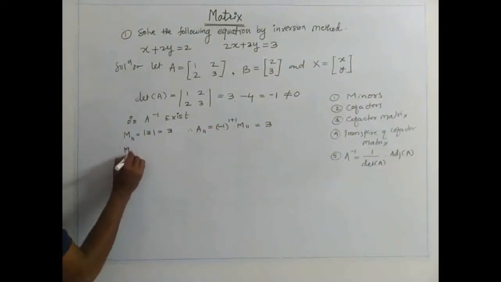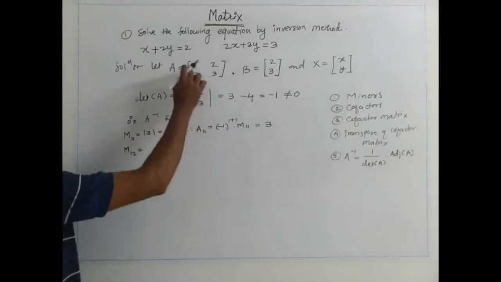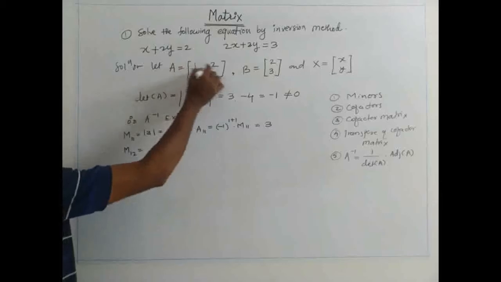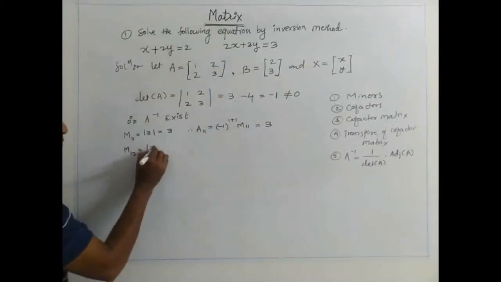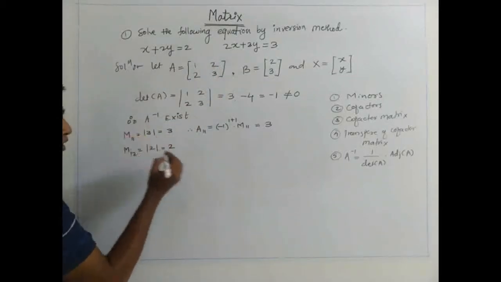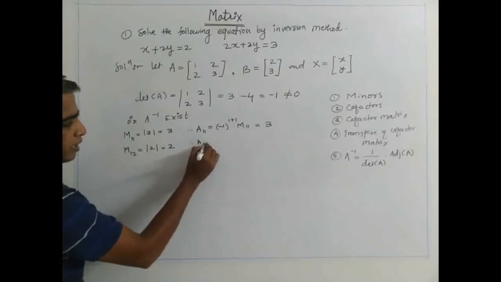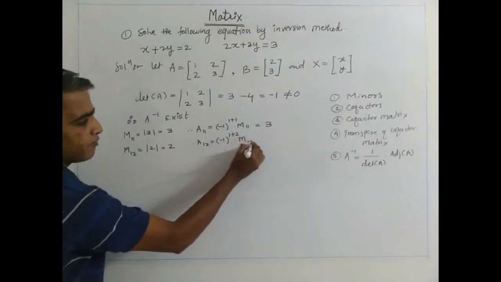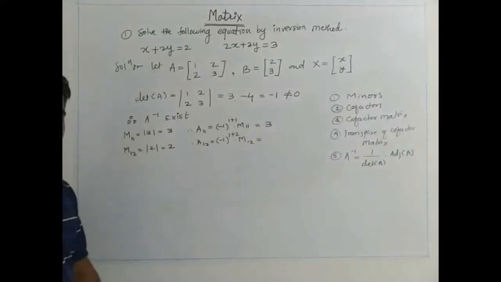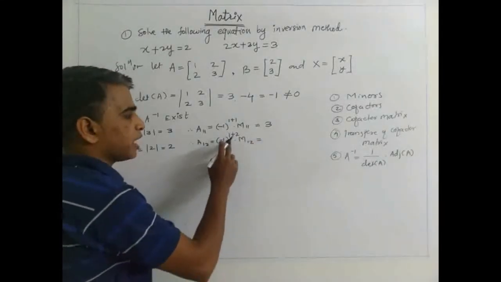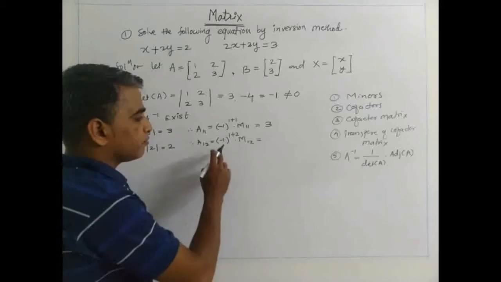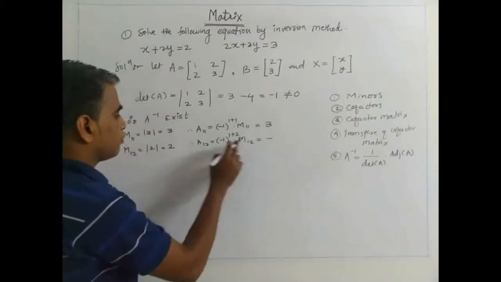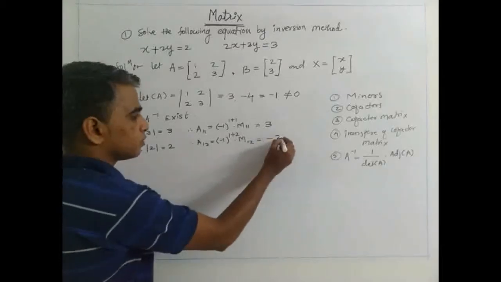In a similar way, M12: first row, second column. The number 2 is in the first row, second column. Delete that row and column, and we get determinant 2, and the result is 2. Therefore A12 is equal to minus 1 raised to 1 plus 2, into M12. Now 1 plus 2 is 3, and minus 1 with an odd power gives a negative result. And the M12 value we already have, that is 2.